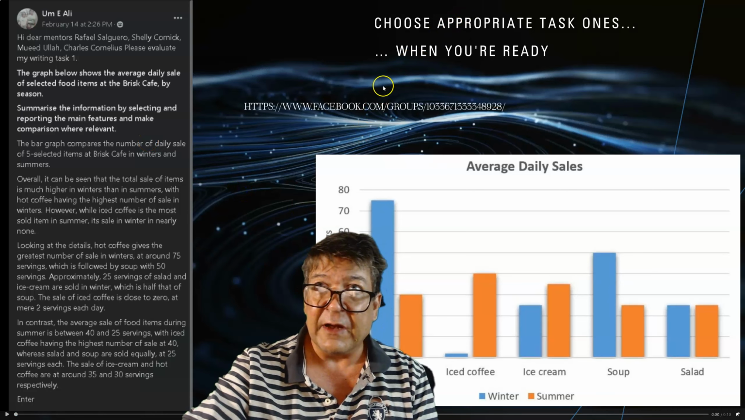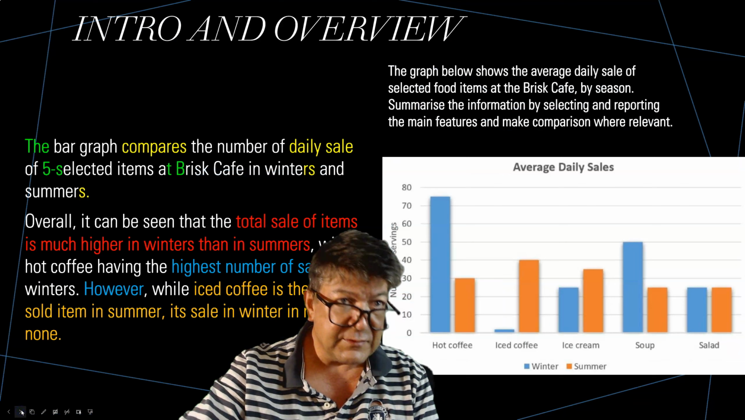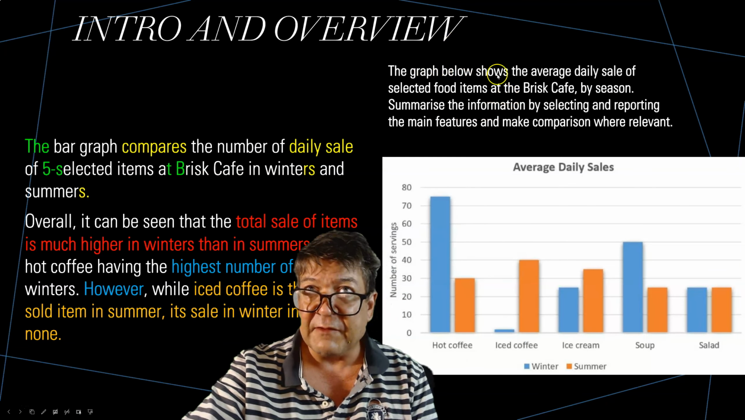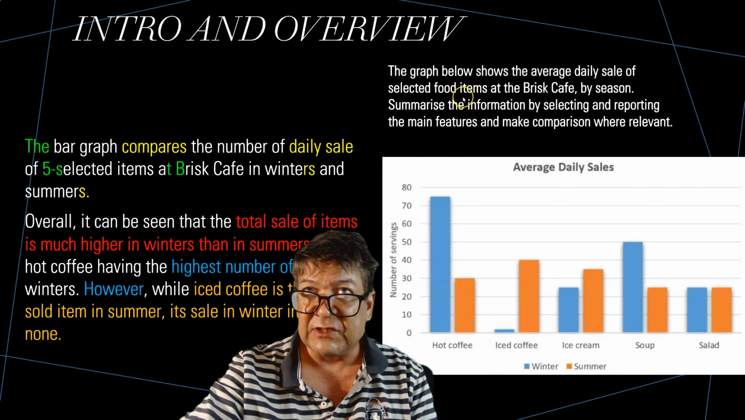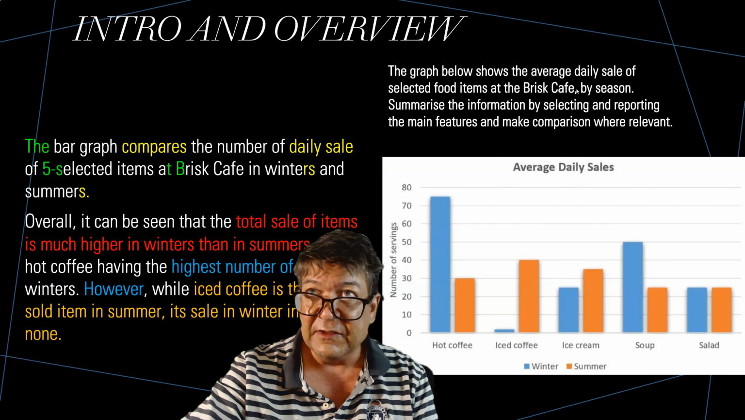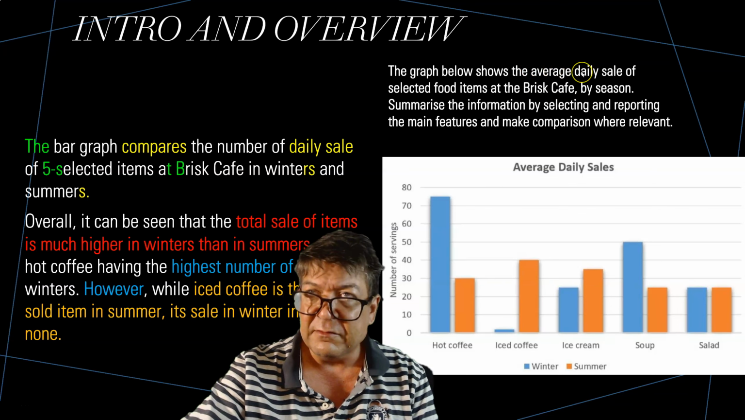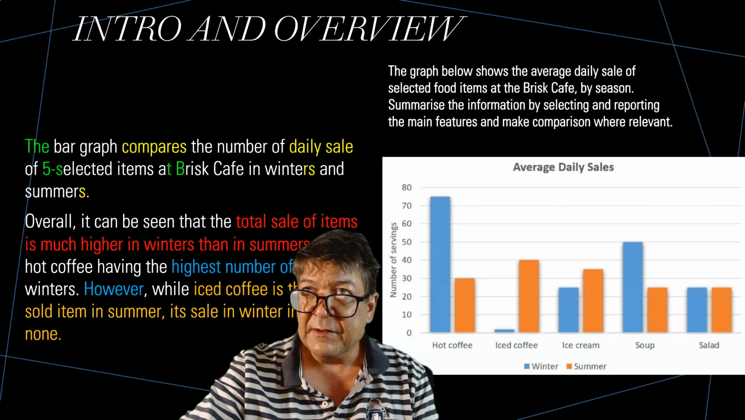And this is where we got it. Choose appropriately when you're ready. Advance. Okay, so this is the question again. The graph below shows the average daily sale of selected food items. Coffee is a food item at the Brisk Cafe by season. Okay, average daily sale over how many years? We don't know, but it's an average daily sale. Sometimes more, sometimes less, and they break it down by season.